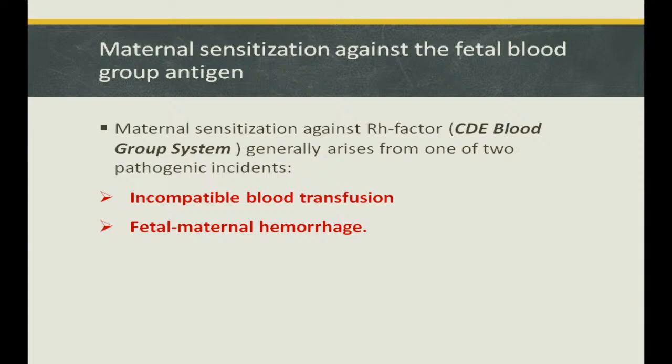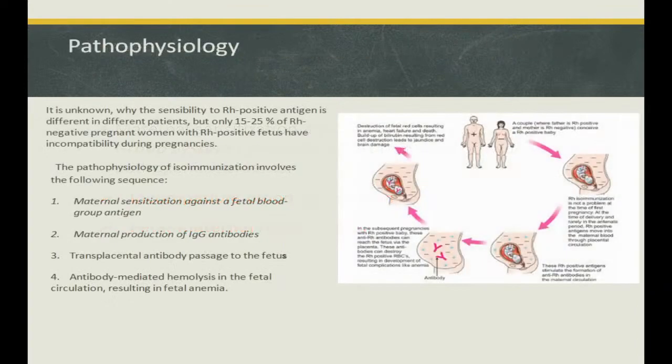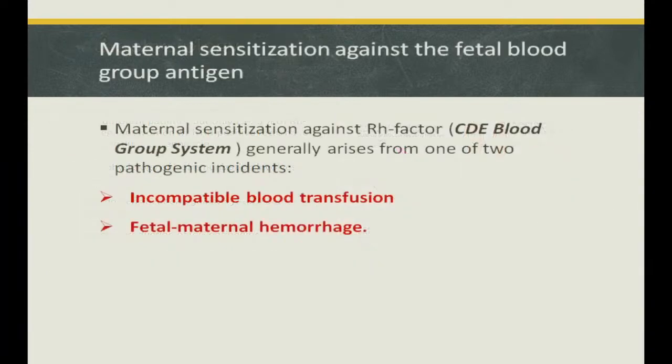So, let me try to discuss maternal sensitization against the fetal blood group, as it is the first step of the development of isoimmunization. What are the factors which are responsible for development of maternal sensitization? As we already told, the first is incompatible blood transfusion.